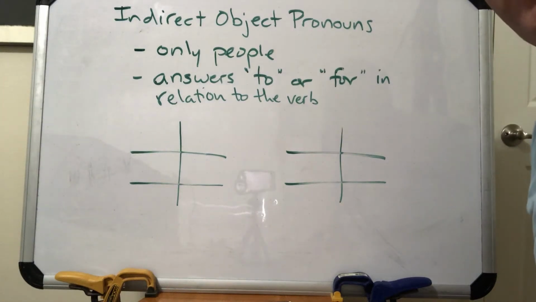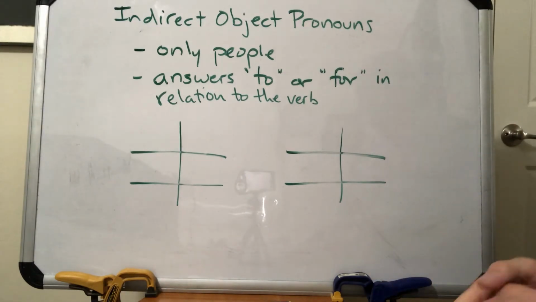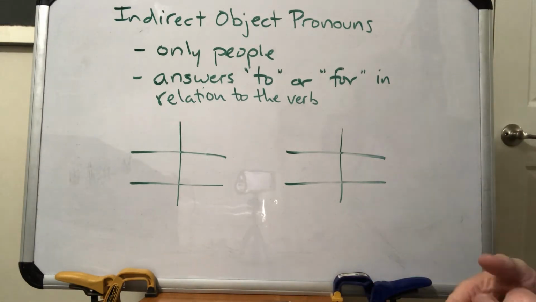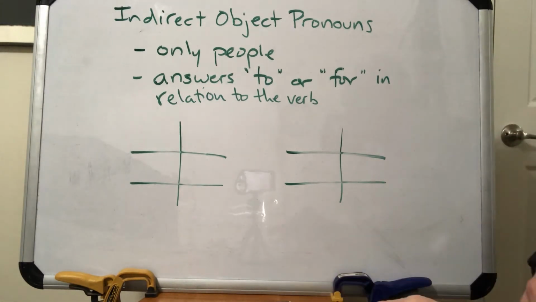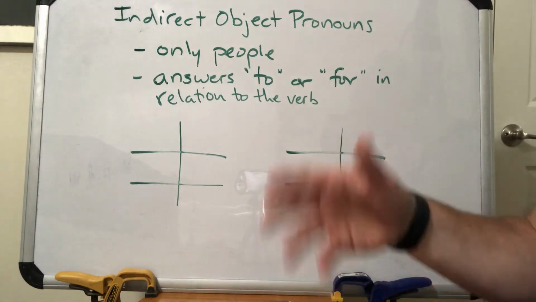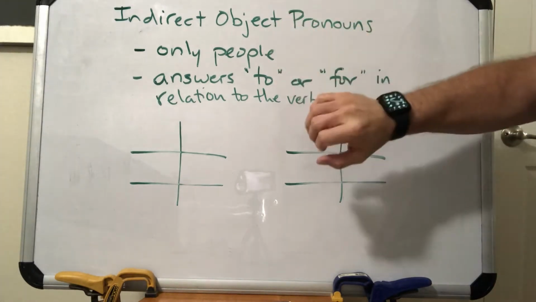Okay, in this video we're going to talk about indirect object pronouns, and they can only be people. When we talked about direct object pronouns, we said they can be people or things. So anytime you have an object that's a thing, it has to be direct. Once it's a person, then it can either be direct or indirect. But indirects can only be people.